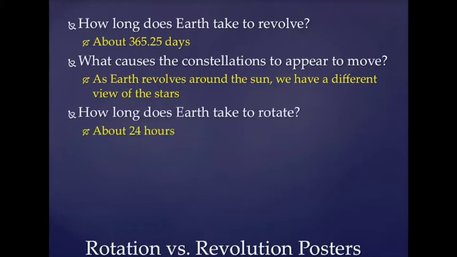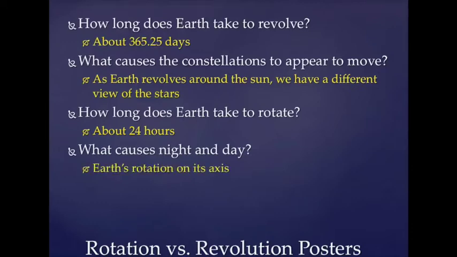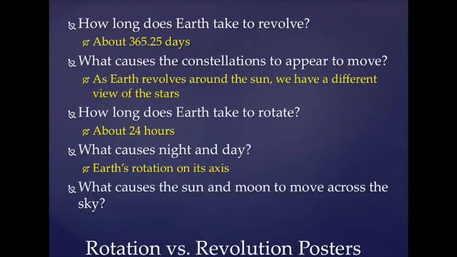How long does Earth take to rotate? It's going to be about 24 hours. It's just slightly shy of that, but we round that up for ease. What causes night and day? That's going to be Earth's rotation on its axis, so the spinning on its axis. What causes the sun and moon to move across the sky? Again, that is going to be Earth's rotation on its axis.